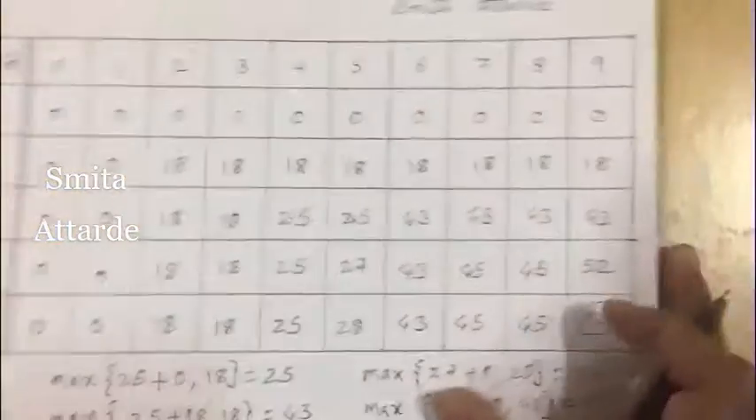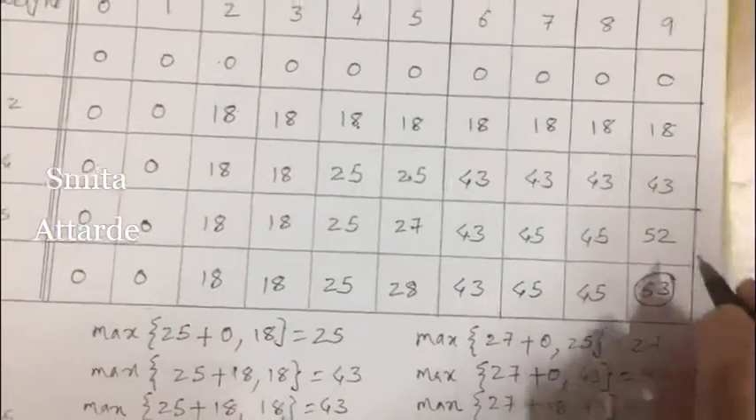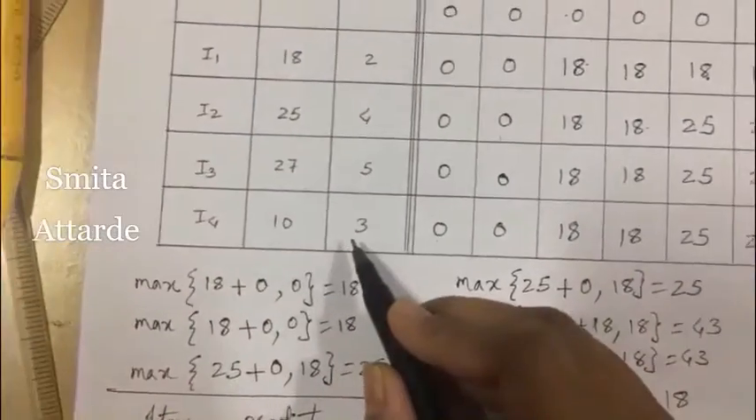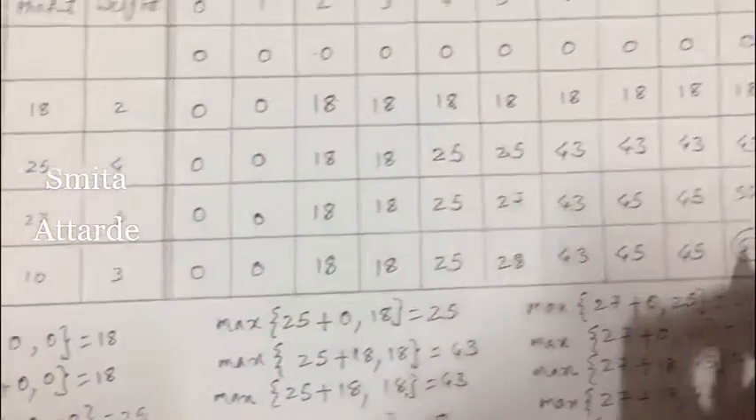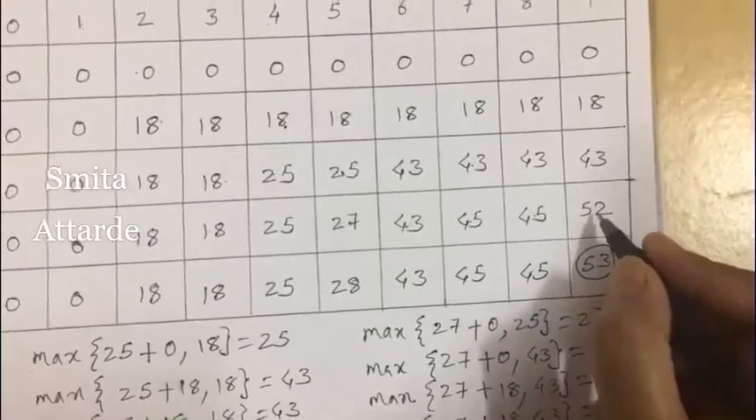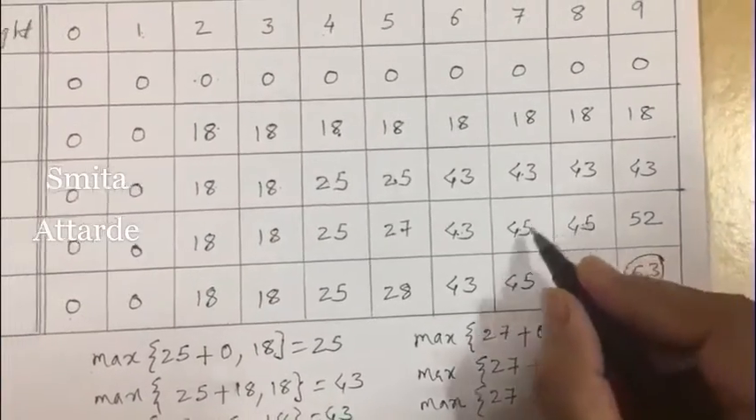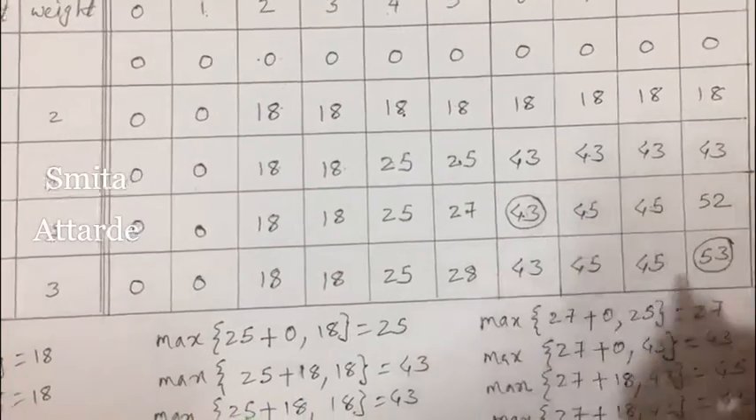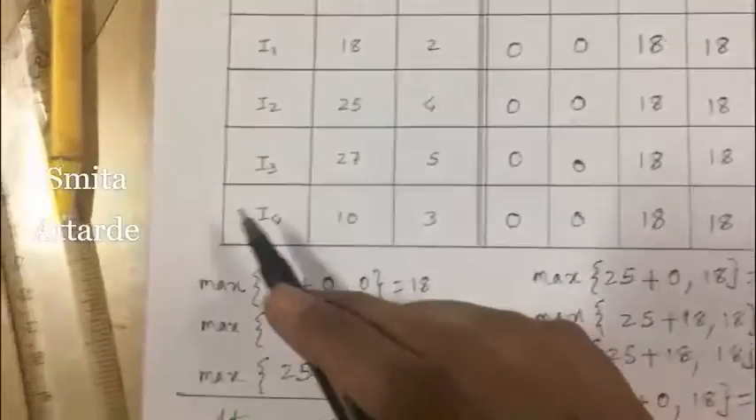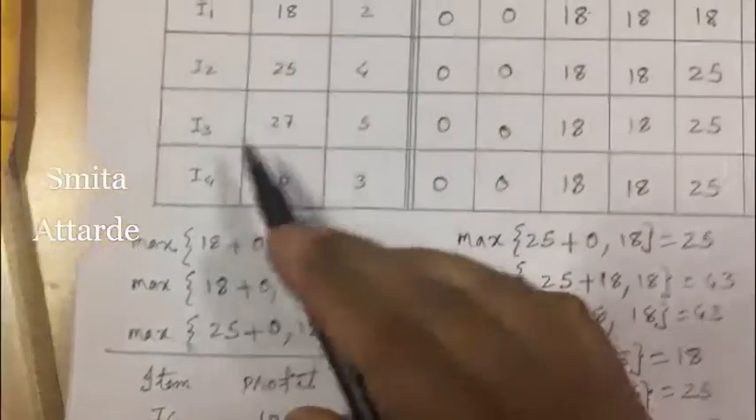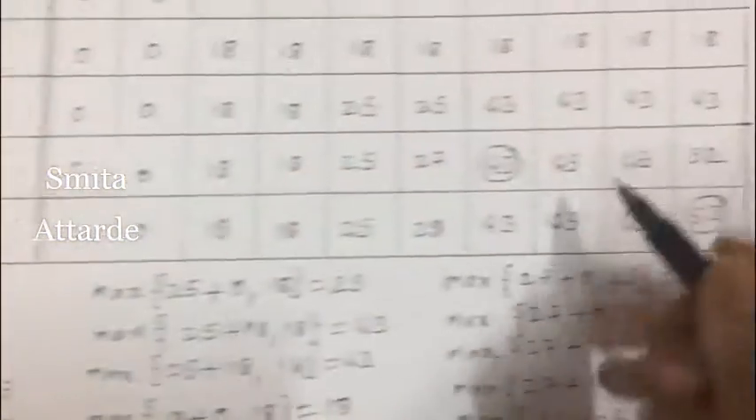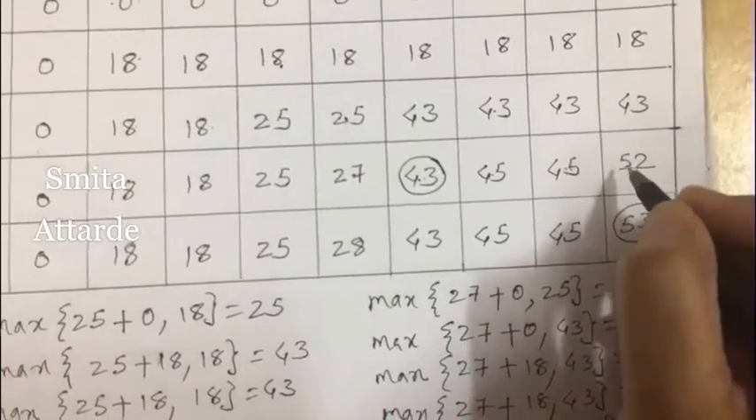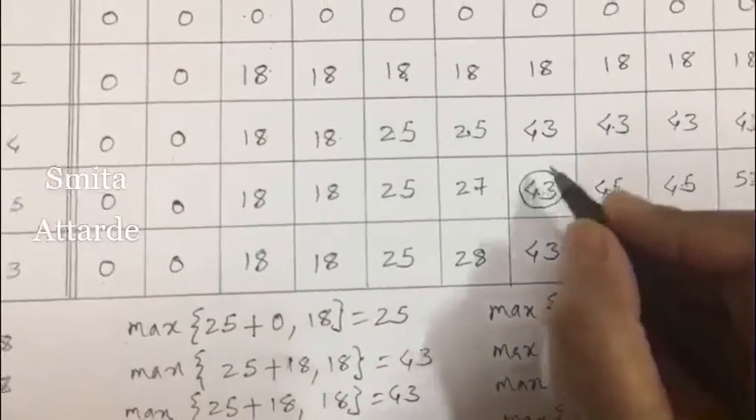Now again we'll come here. Now this is a calculated value. Now I4 item's weight is 3. So what we'll do is we'll go one row above and 3 steps behind: 1, 2, 3. Yes, 43. So I'll mark this. What we have done? We have considered I4 in our knapsack. Now weight of this item is 3. So where we are here, go one row above and 3 steps behind: 1, 2, 3. So we have got 43.